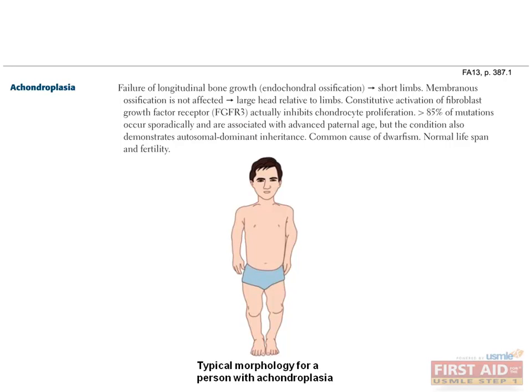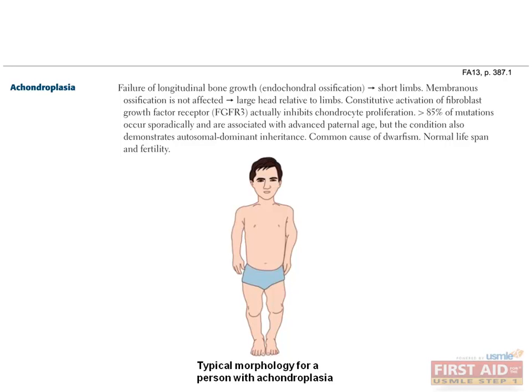That said, remember, not all bones grow by endochondral ossification. Do you remember which bones, long or flat, don't? That's right, flat bones grow by membranous ossification. Because there's no problem with membranous ossification in these patients, they'll have a normal-sized head and trunk, though because their limbs are short, they will appear disproportionately large.